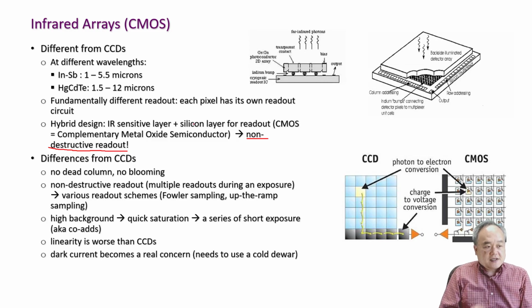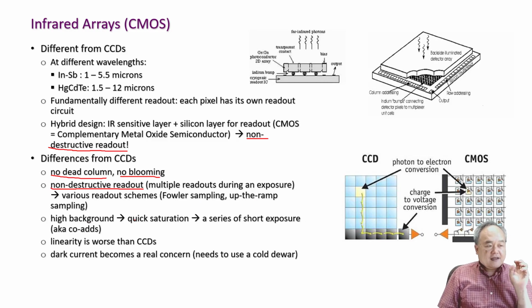Okay, so because of this individual pixel readout mechanism, there's no dead column, no spillover, no blooming. Because of the non-destructive readout, there can be many different clever ways of reading out, which I will explain a little bit more.